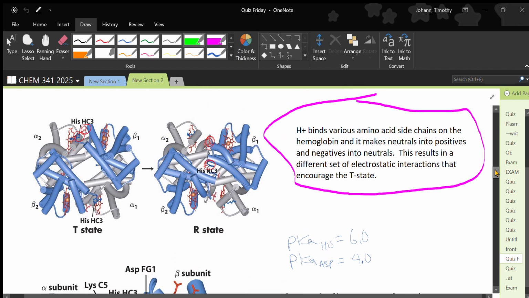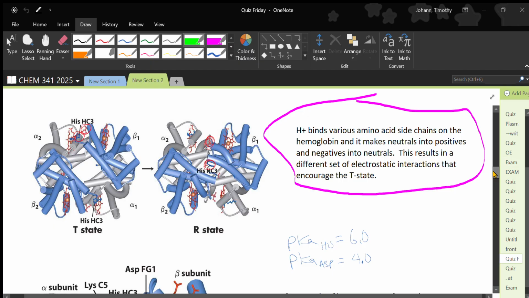But in the R state, I don't have a close-up of the R state. Here's that histidine and here's that aspartate. They're far apart. Here they are in the T state. So that stabilizes the T state because energy is released when you're here and energy is not released when you're here. In fact, going from here to there, you have to put in energy, regarding this interaction, to go from there to there.